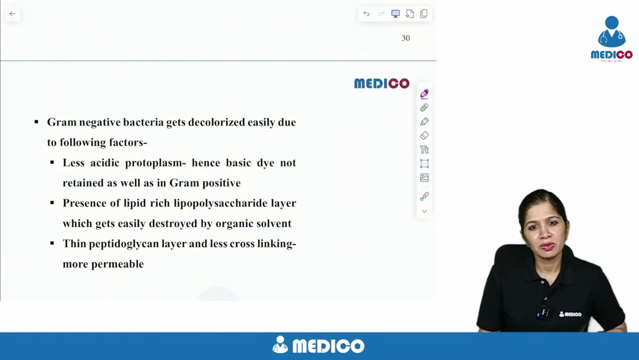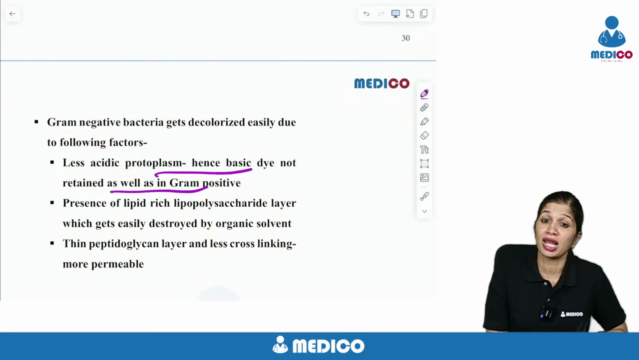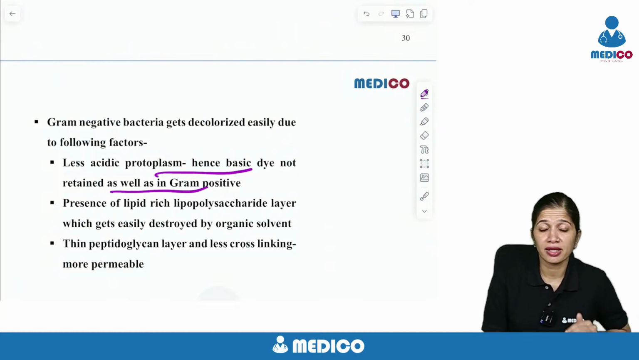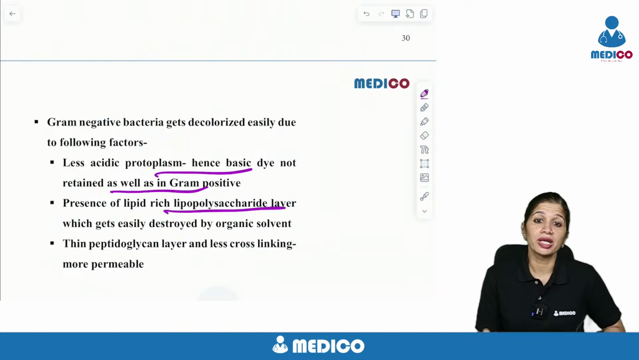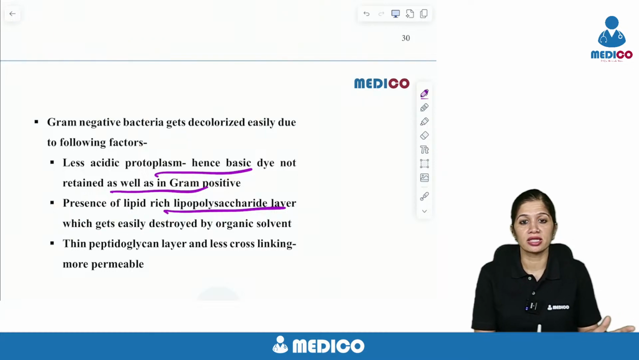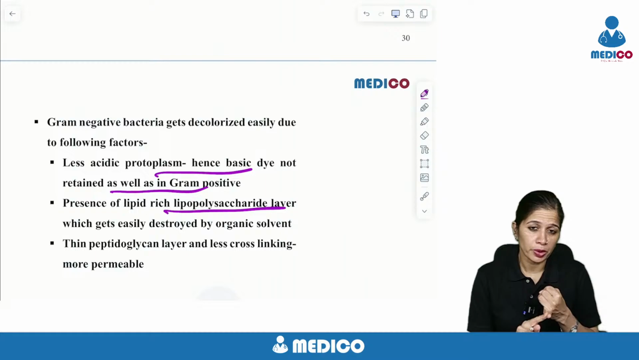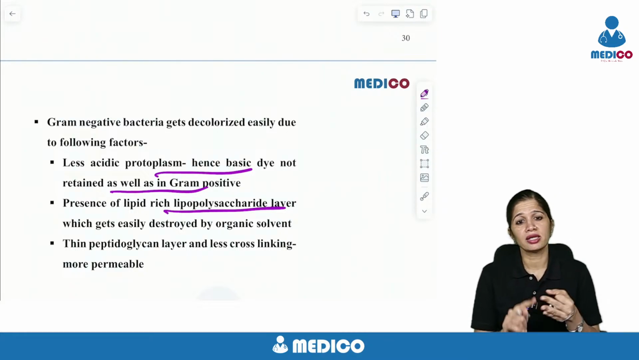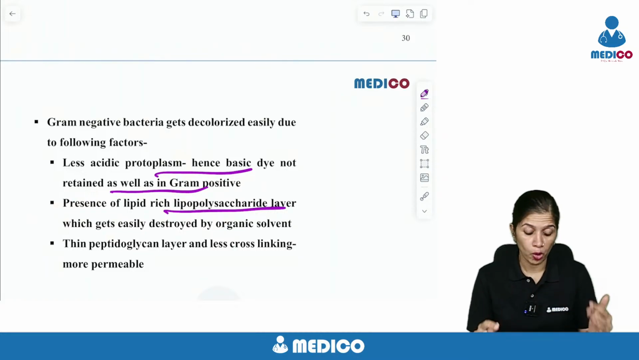The protoplasm is actually less acidic for gram negative. So what happens is that the basic dye will not be retained as well as in gram positives. And the gram negative has got a lipopolysaccharide layer which is easily digested by the organic solvent. So that gets completely destroyed, allowing whatever dye is inside to run off outside. So these are the three reasons: less acidic protoplasm, presence of lipopolysaccharide, and a thinner peptidoglycan layer with fewer cross-linkings, making it more permeable.